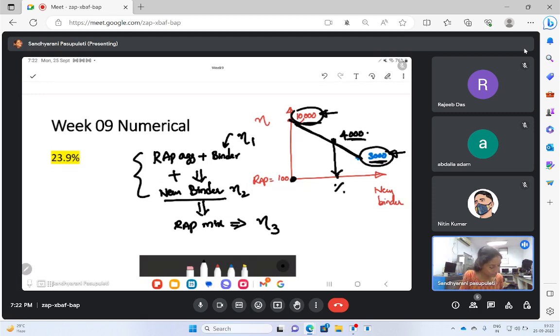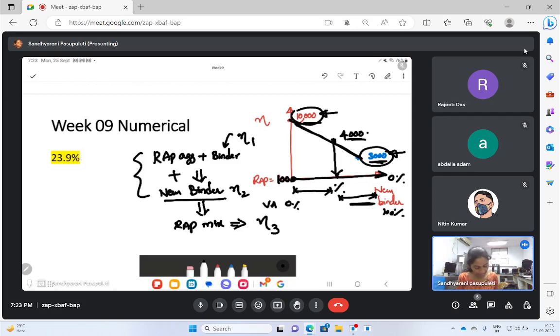Okay. On this x-axis, wrap percentage starts from 0% here to 100% here. So same axis we will use for virgin aggregates also. 0% here, 100% here. Okay. So we have to calculate the wrap percentage. That means this percentage we have to calculate.